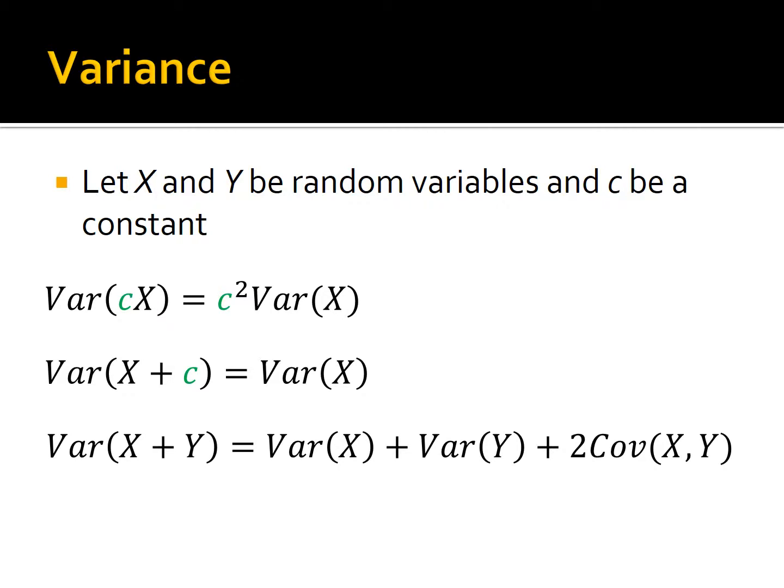The variance of the sum of two random variables equals the variance of the first term plus the variance of the second term plus 2 times the covariance of both variables. And the variance of a constant is 0, because constant means that we do not have any variance, right?